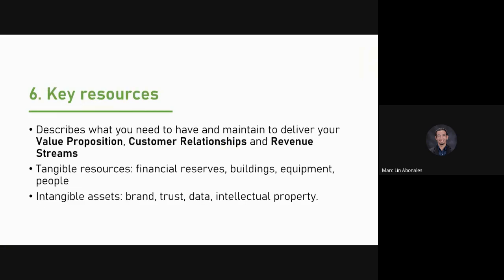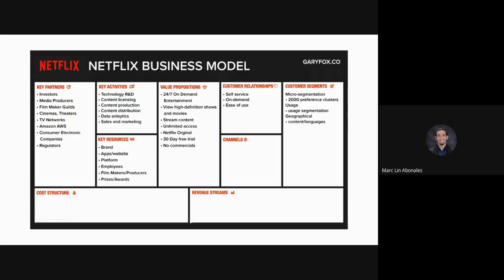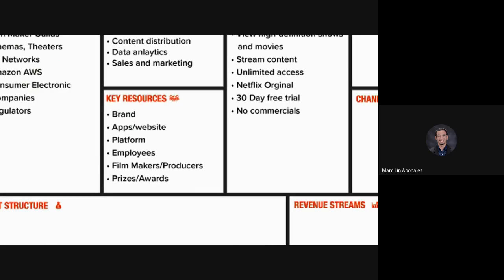Next is key resources. So it describes what you need to have and maintain to deliver your value proposition, customer relationships, and revenue streams. So we have tangible resources. These are the financial reserves, buildings, equipment, and people. Intangible assets: brand, trust, data, and intellectual property. So for the business model canvas for Netflix, their key resources are brand, apps or websites, platform, employees, filmmakers or producers, and prizes or awards. So these are some examples of key resources for the BMC of Netflix.